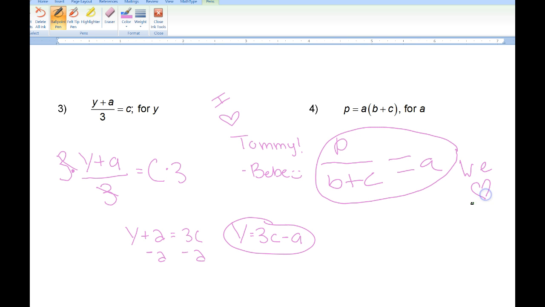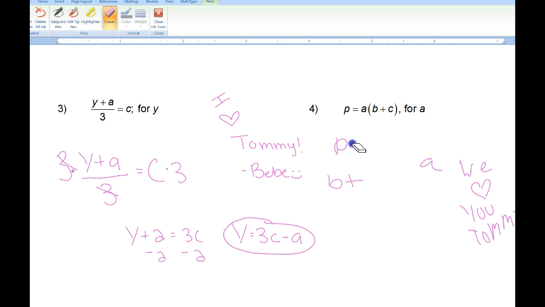Wait, let me show that small step. Here, I'll do it. Yeah, write it over. Is it P over B plus C? Put a equals line underneath both parts, Molly. Just put divided by on both sides of the equal.